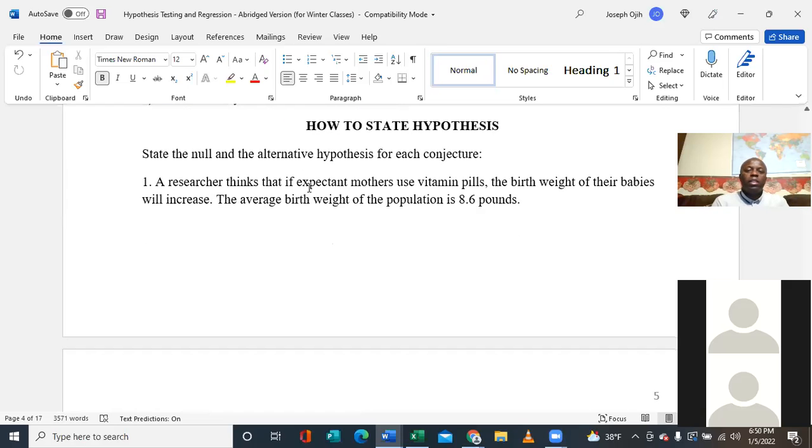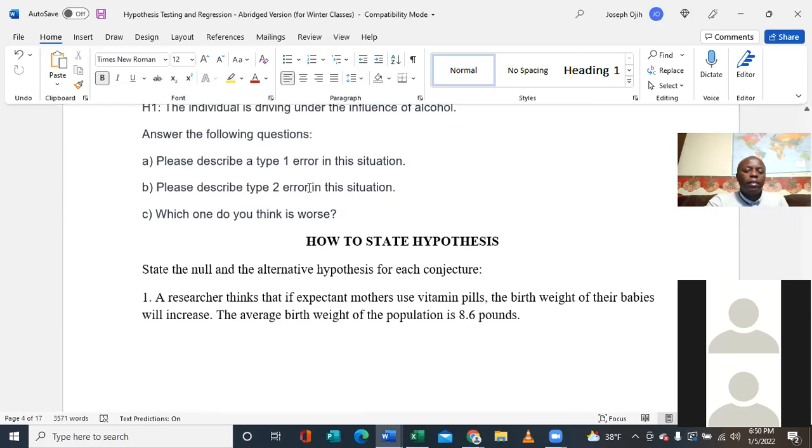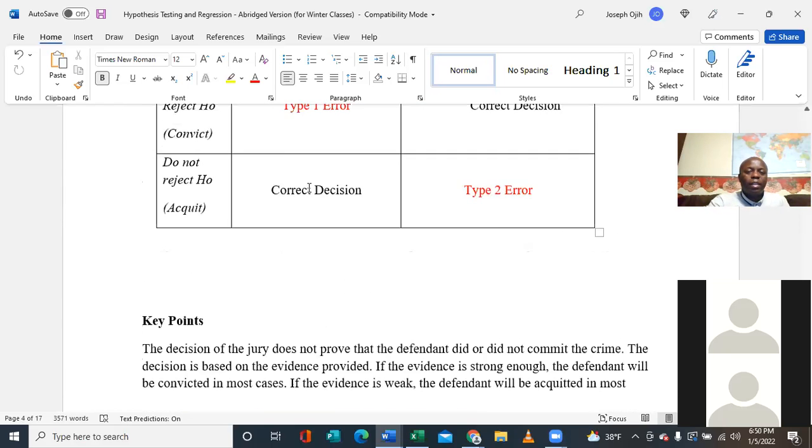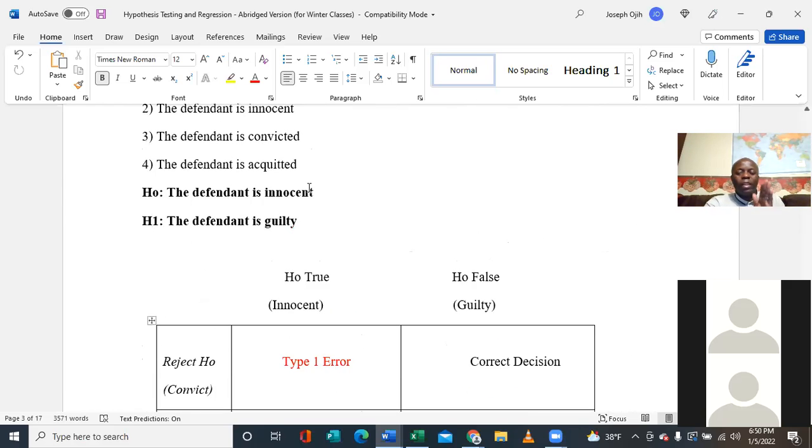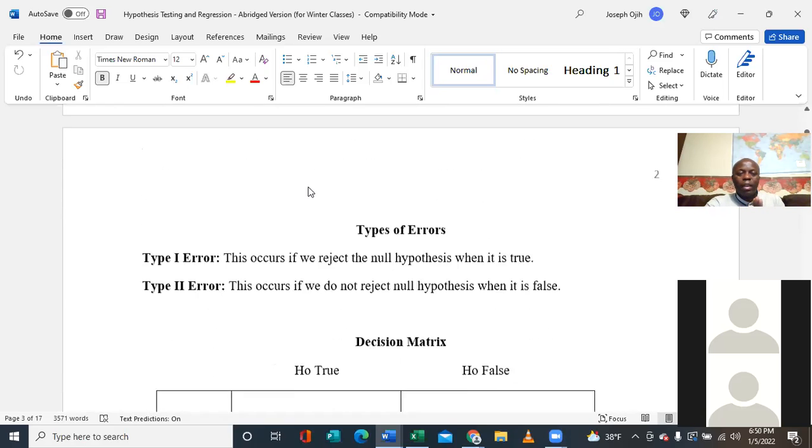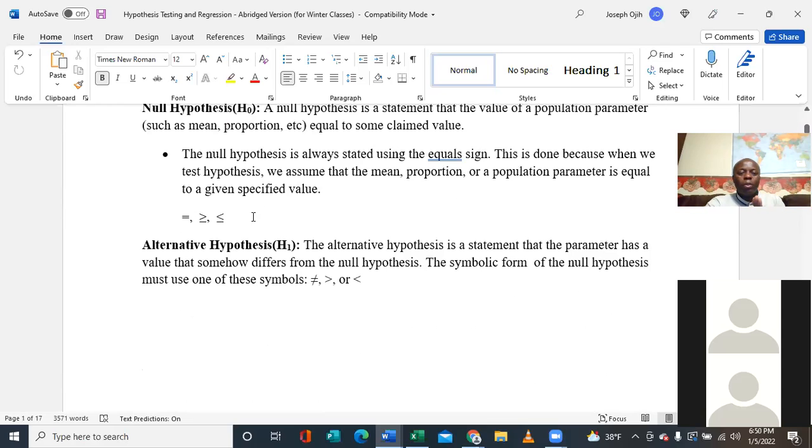Now, this leads us to how to state hypotheses. You remember that I mentioned we'll be focusing only on hypothesis testing for the mean. You also remember that for the null hypothesis, you can only use these symbols: equal to, greater than or equal to, less than or equal to. You can never use not equal to in the null hypothesis. And you cannot use strict less than in the null hypothesis.